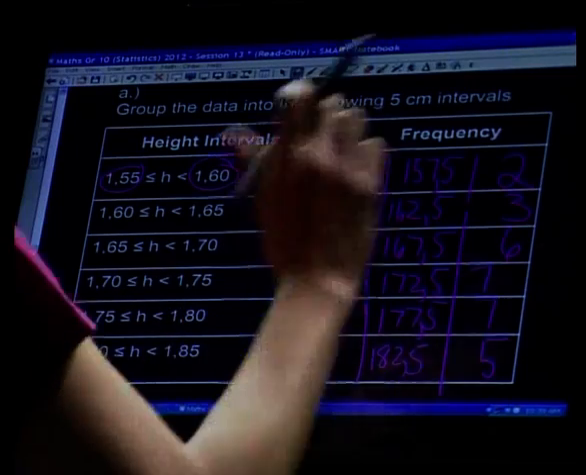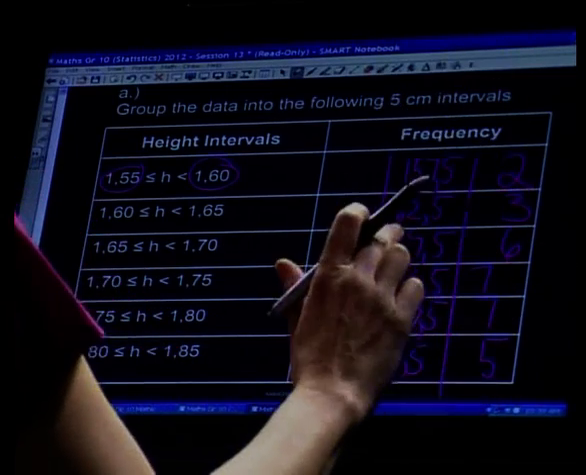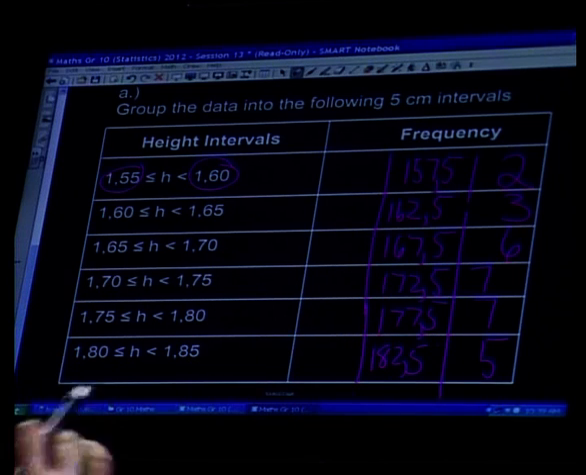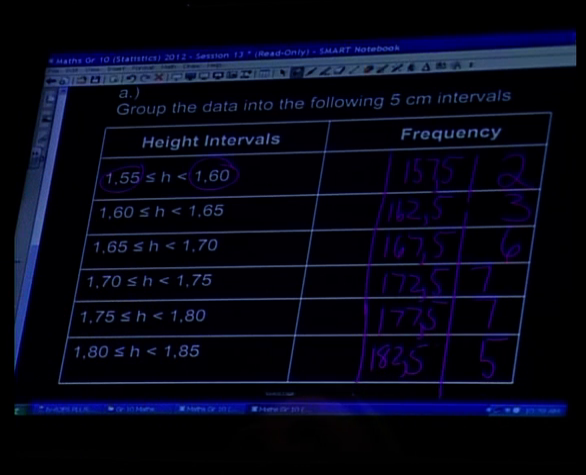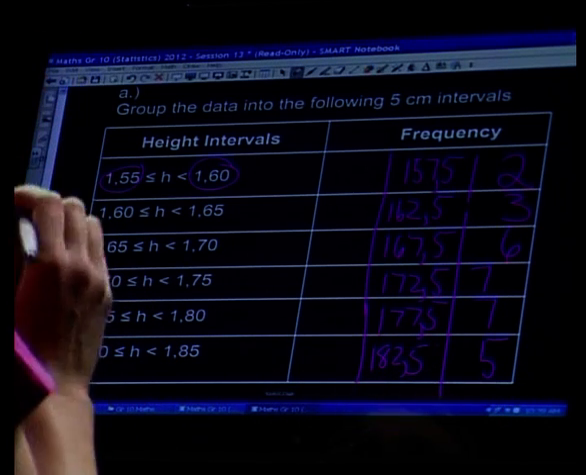Now what I'm going to do is multiply the frequency with the class midpoint and add it to the next frequency multiplied by the class midpoint. Add it to the next frequency multiplied by the class midpoint, and then in the end I'm going to divide by 30. Now, it is much easier to do this on your calculator, so let's have a look.